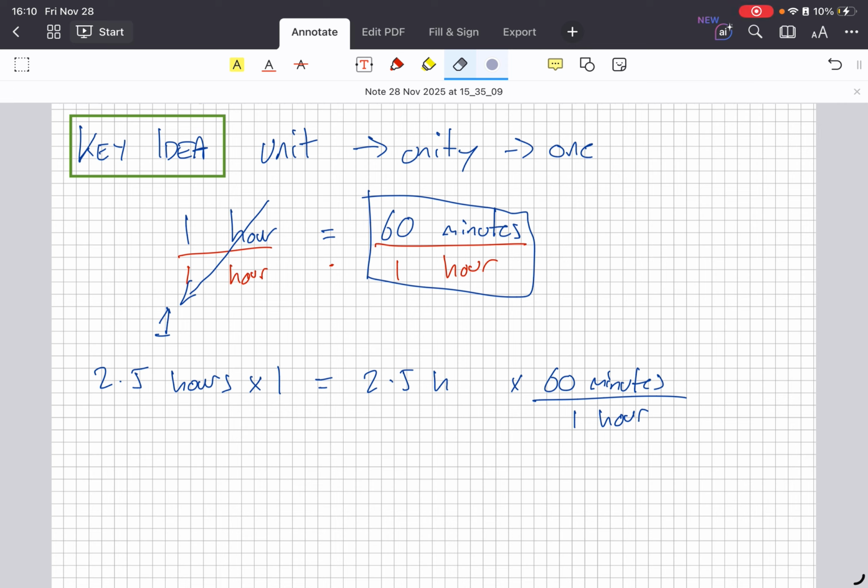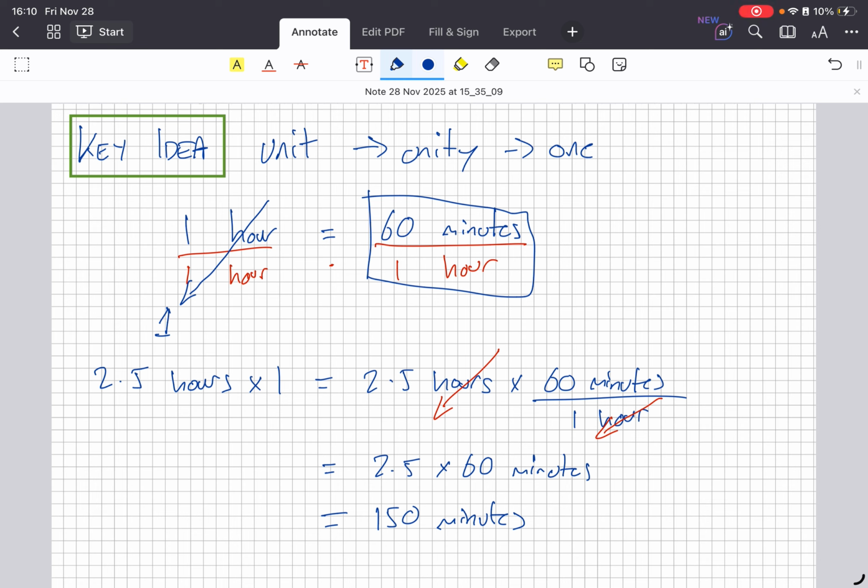Here, oops, that was the wrong thing. This R here cancels with this R there. And we're left with a simple computation. We simply have 2.5 times 60 minutes. And that, of course, will give us 150 minutes.